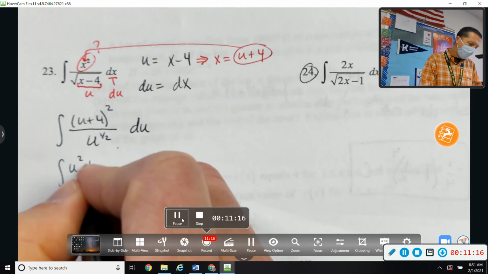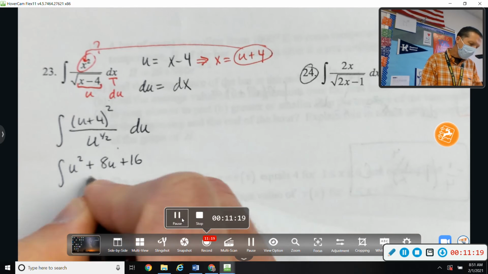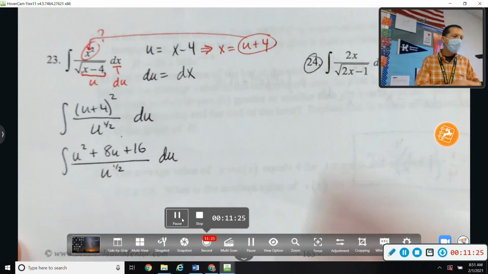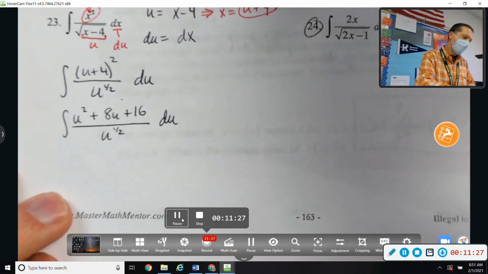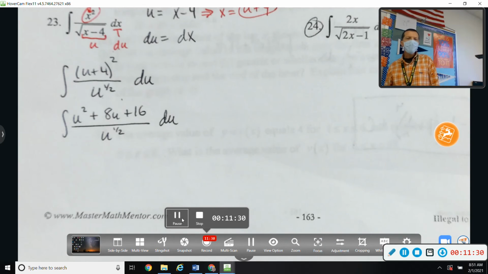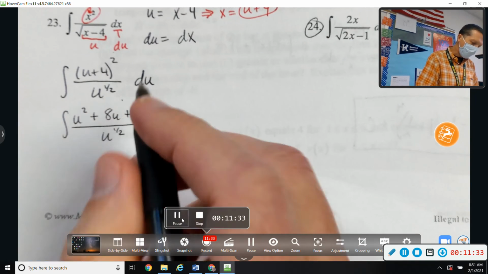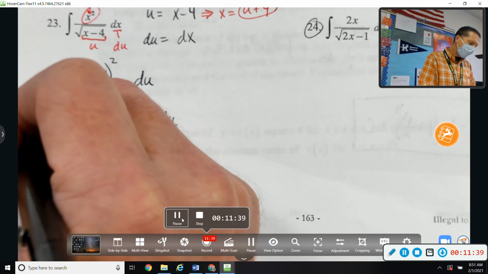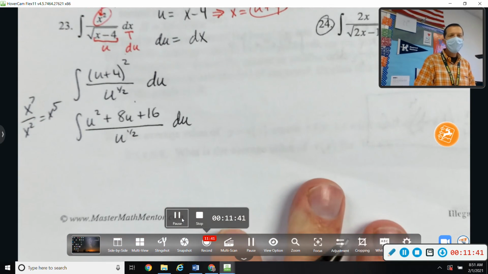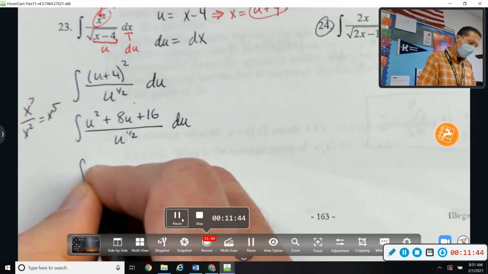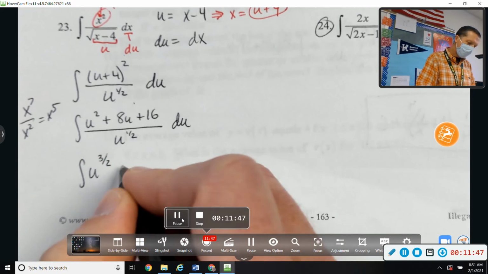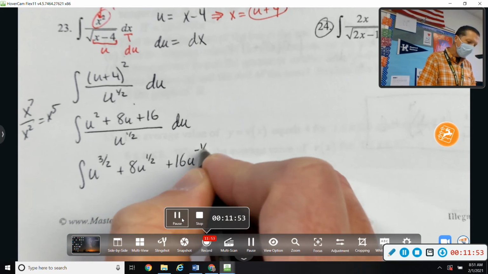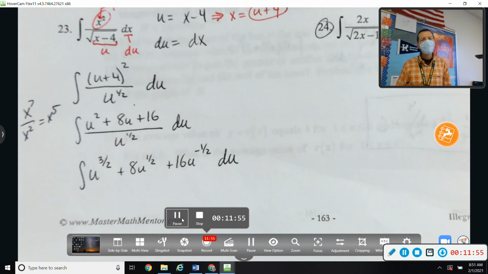So u squared plus 8u plus 16 all over u to the 1/2 du. Each of these is divided by u to the 1/2, so I can subtract the exponents. Remember, this is the same thing as x to the 7th over x squared is x to the 5th. So u to the 3/2 plus 8u to the 1/2 plus 16u to the negative 1/2. All of that was algebra.